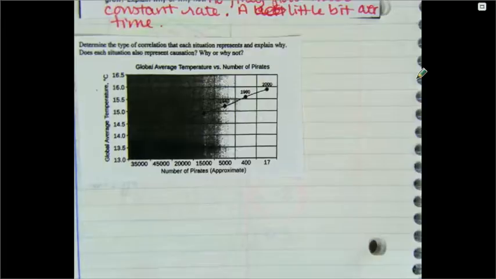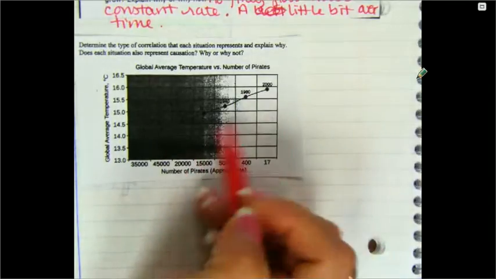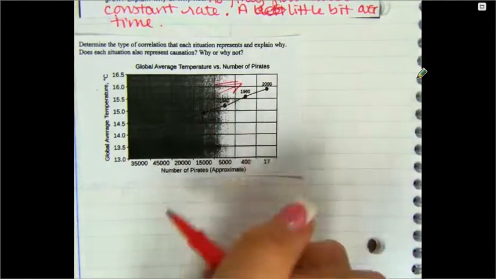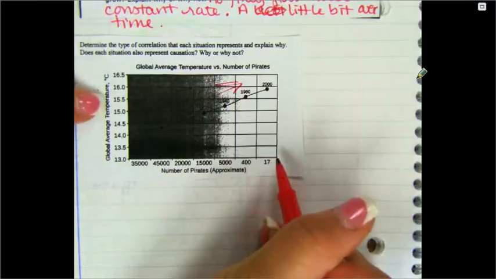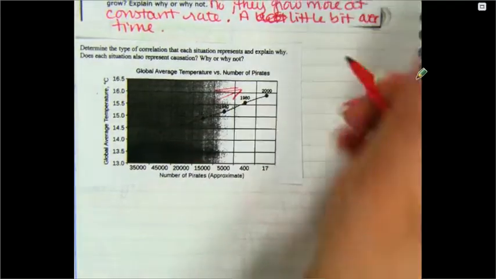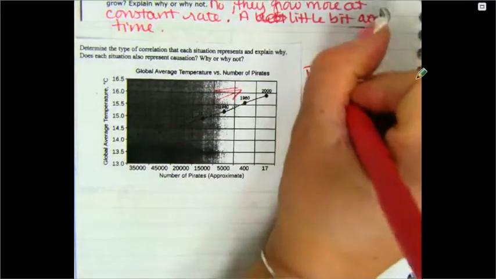Positive, negative, or no correlation? Positive. How do you determine it's positive? It's increasing. It's kind of going up. So as I see the number of pirates increasing, the global average temperature is also increasing. So I have a positive correlation.